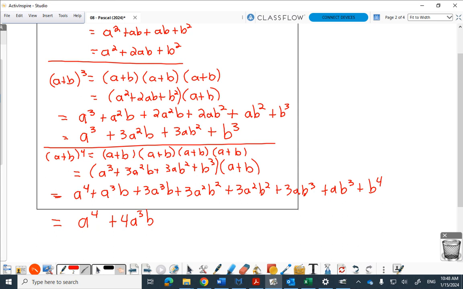Next terms are a squared b squareds. There's 3 and another 3, which is 6 a squared b squared. You can imagine right now, Pascal is like, whoa. 1, 4, 6. Will it continue? Of course it does. 3ab cubed plus another ab cubed is 4ab cubed. And then finally, 1 of the b to the 4th.